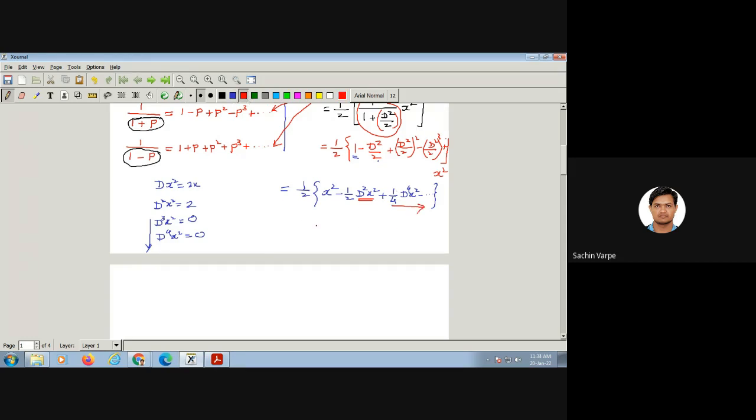So the final particular integral will be 1 by 2 into x square minus half, and d square of x square is 2. So that is half into x square minus 1. Is this clear? This is your particular integral.